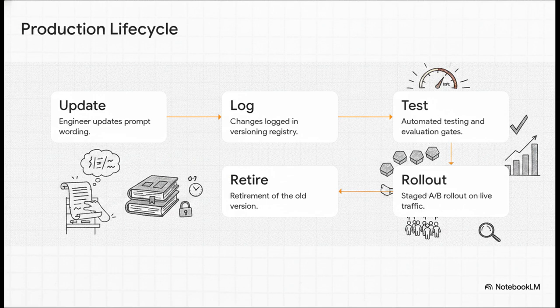Step 3. This automatically triggers evaluation gates, running the prompt against hundreds of golden datasets just to ensure no baseline metrics drop. Step 4. If it passes, it moves to a staged A/B rollout on live traffic, starting at that 5% and scaling up as confidence grows. And finally, Step 5. The old version is gracefully retired, though it's kept safe in the registry's history just in case we ever need to audit it. It is methodical, it is safe, and it is entirely scalable.